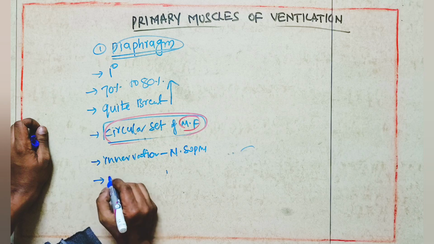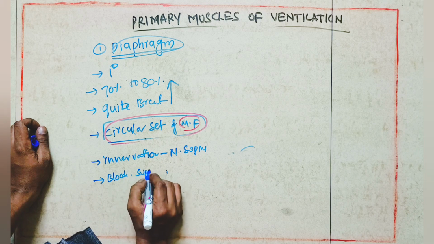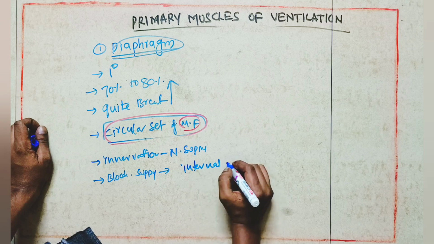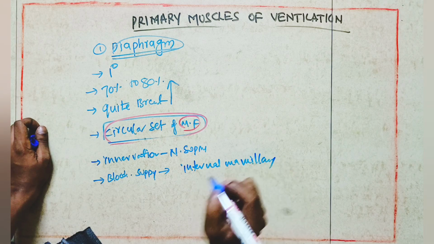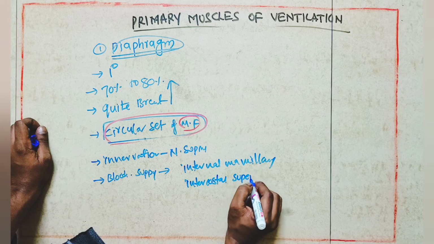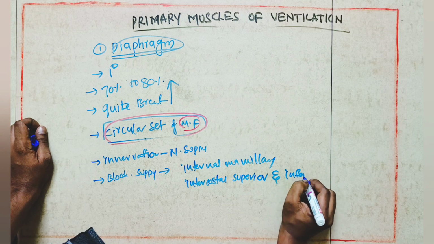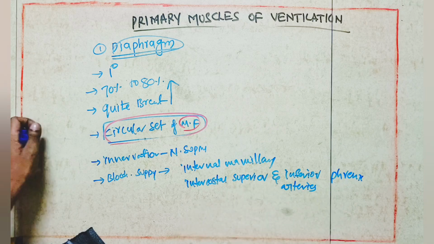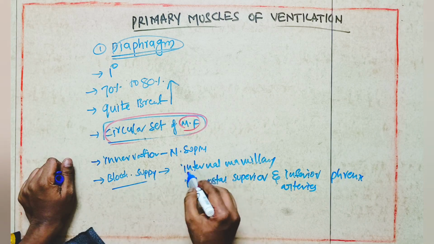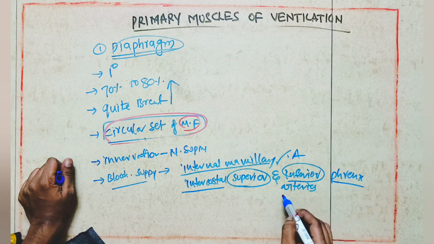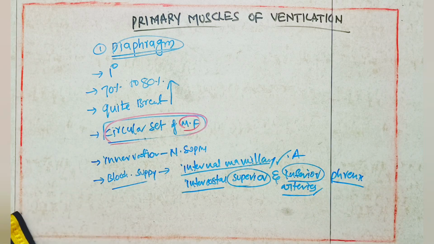And if you see blood supply, the blood supply is from the internal mammillary artery, the superior intercostal arteries, and the inferior phrenic arteries. So this is the blood supply for the diaphragm muscle: internal mammillary artery, superior intercostal, and inferior phrenic arteries.